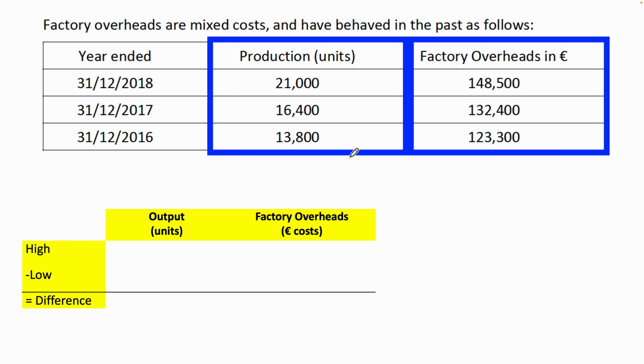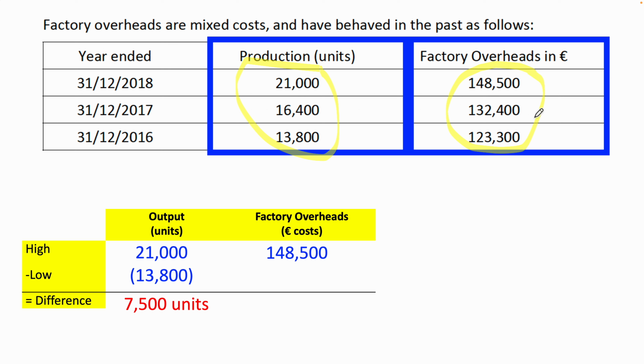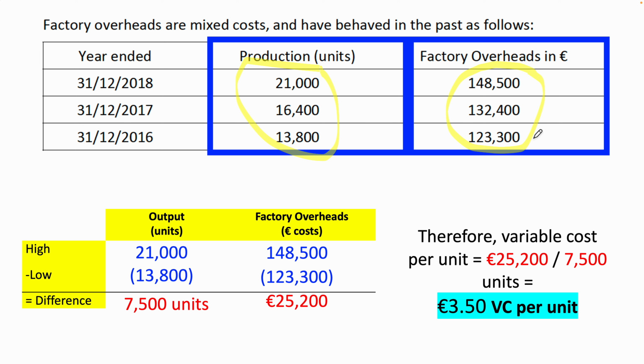So we're going to use the high-low method in order to find out the variable and the fixed elements of the factory overheads. The output in units here, we've got 21,000 is the high, 13,800 is the low, and so the difference there is 7,500 units. And the factory overheads, the high is 148,500, the low is 123,300, and so the difference there is €25,200. So if we divide the 25,200 by 7,500 units, we get that the variable cost per unit is €3.50.